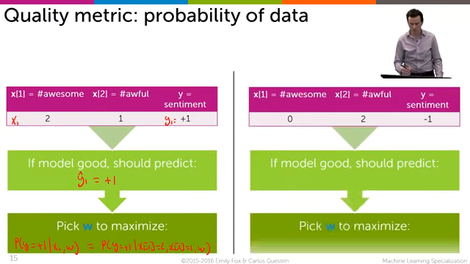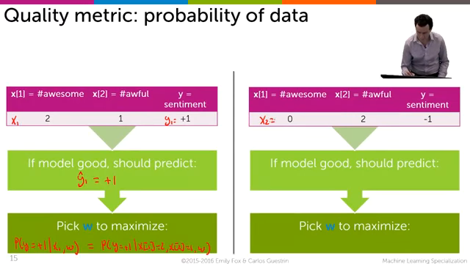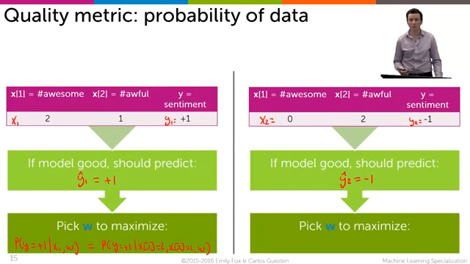Now let's take another example. Let's call this example x2, where it has 0 awesomes and 2 awfuls. It must be an awful review, an awful restaurant. And so the sentiment for y2 is -1. So if our classifier is good, if W is good, in this case we should predict that y hat 2 is equal to -1 to agree with the true label. So in this case we're not maximizing the probability that y equals +1, but we're maximizing the probability that y is equal to -1 when the input is x2 for the parameters W.